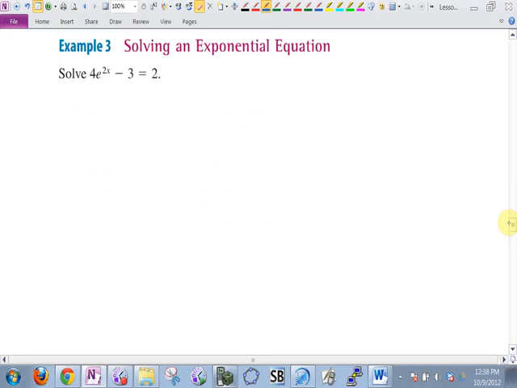Okay, how about this one? 4 e to the 2x minus 3 equals 2. First we add a 3 to both sides. 4 e to the 2x equals 5. E to the 2x equals 5/4. Natural log. So you get 2x natural log 5/4. So you get x equals 1/2 natural log 5/4.